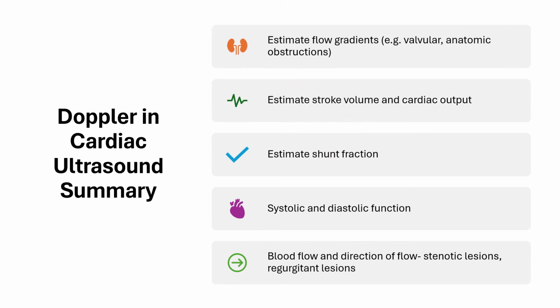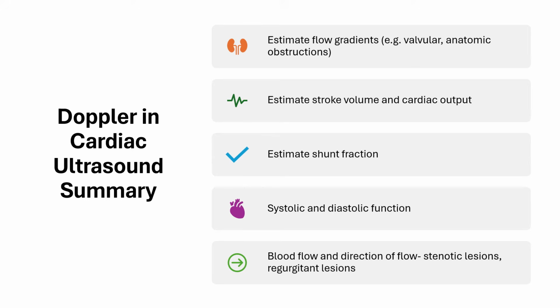So finally, let's summarize the role of Doppler in cardiac ultrasound. We can use it to estimate flow gradients, such as through valves and anatomic obstructions. For this, we typically use continuous wave Doppler because of its ability to measure high velocities. We can also utilize Doppler to help us estimate stroke volume and cardiac output, because here we need to be precise about where we are measuring the flows. We typically utilize pulse wave Doppler.